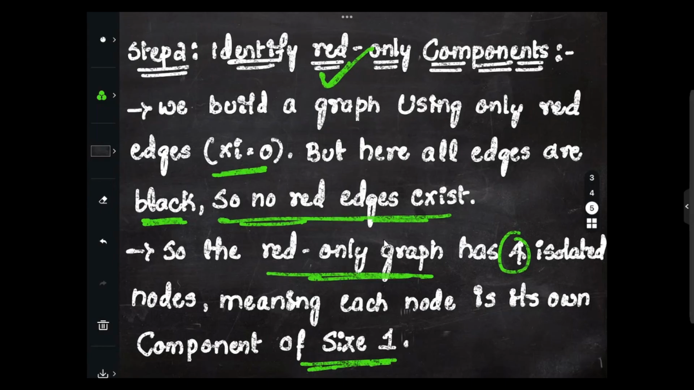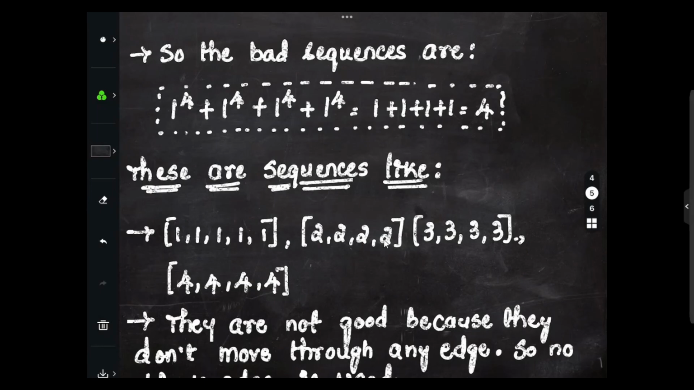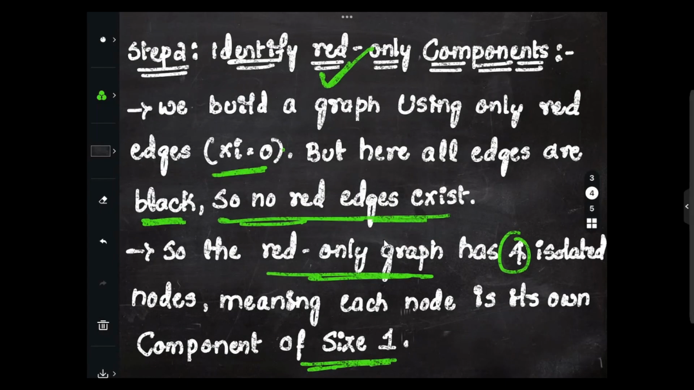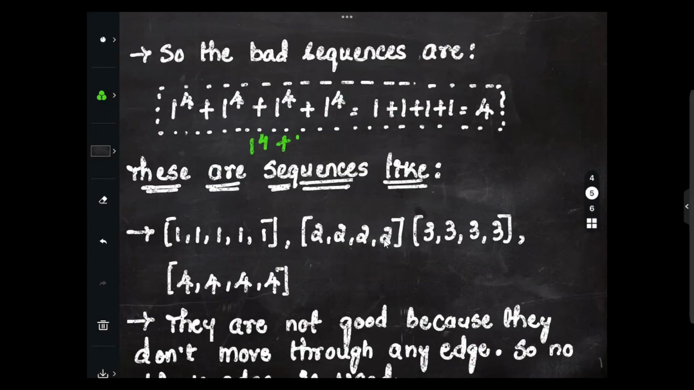So the bad sequences we can write in this way: 1 to the power of 4, 4 times. Why have we considered 1 here? We have already discussed this. Basically, the red-only graph has four isolated nodes, meaning each node has its own component of size 1. This part is very important. So we go with 1 to the power of 4, 4 times, nothing but 4. Anything to the power of 1 will be 1 itself, right?